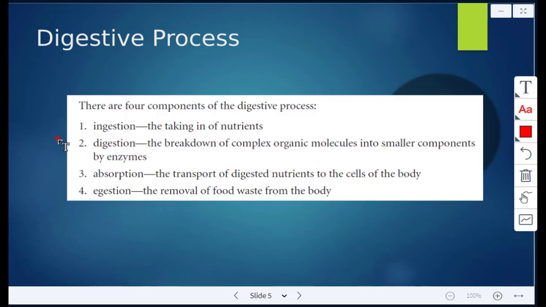The second component is digestion. This is the breakdown of the complex organic molecules into their smaller components by enzymes. Third is absorption. This is the transport of the digested nutrients to the cells of the body. And lastly is egestion, or the removal of food waste from the body.